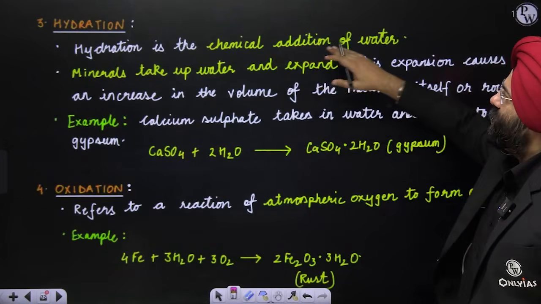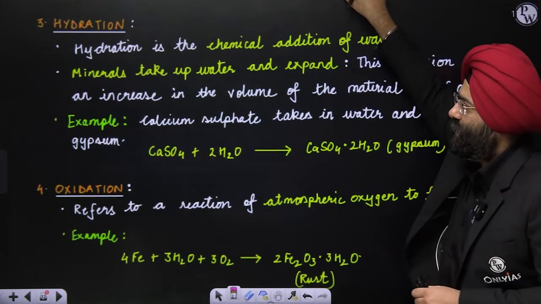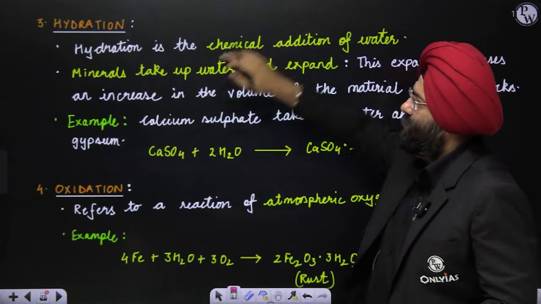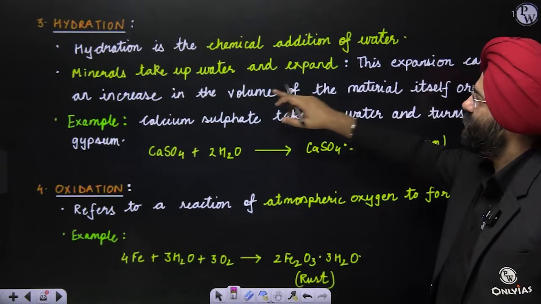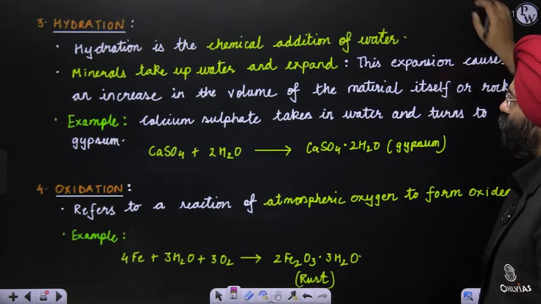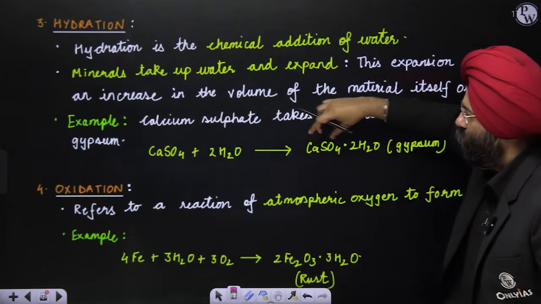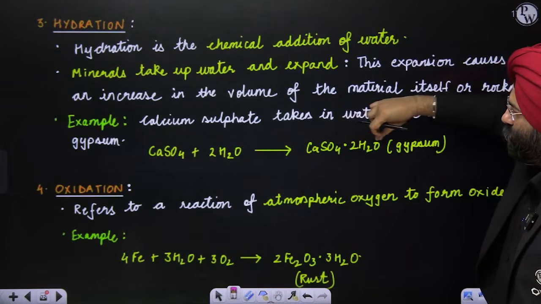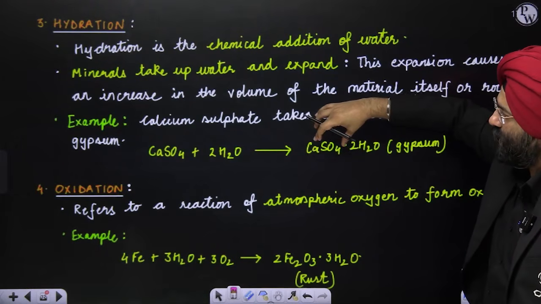Hydration is a chemical addition of water. Let's take an example here. Minerals take up water and expand. This expansion causes an increase in the volume of the material itself, on the rocks. Let's see, calcium sulfate reacts with water to form gypsum, CaSO4.2H2O. This is gypsum. So what is this? It is a chemical addition of water to calcium sulfate.